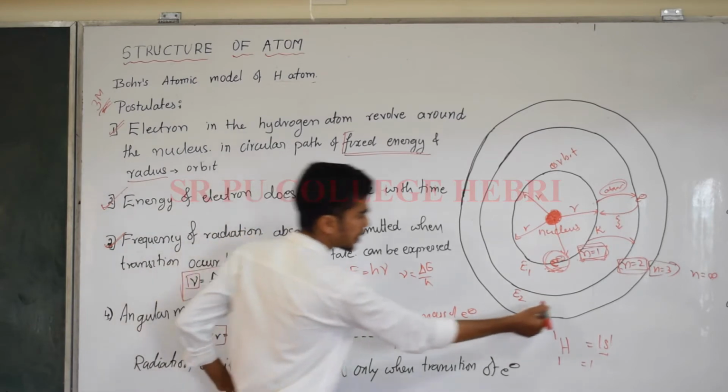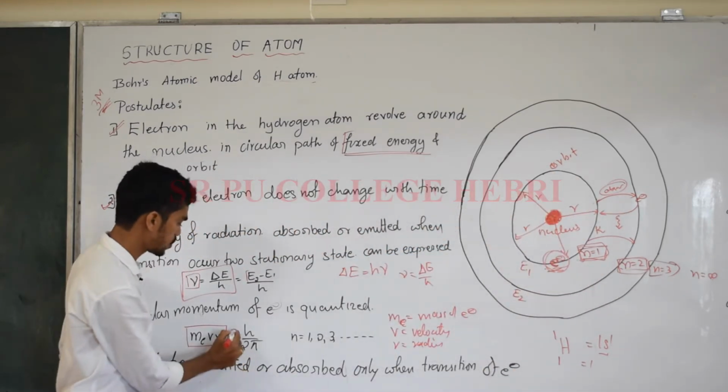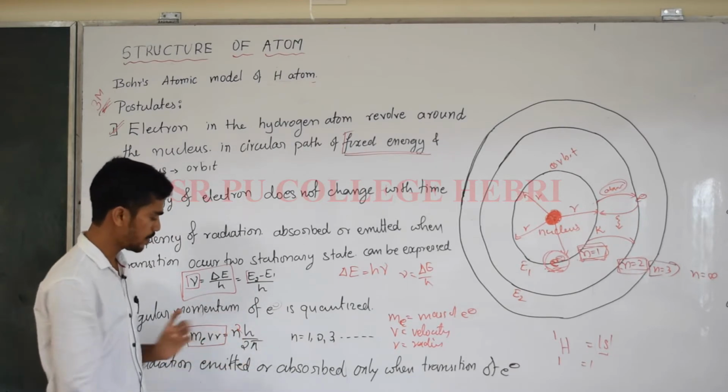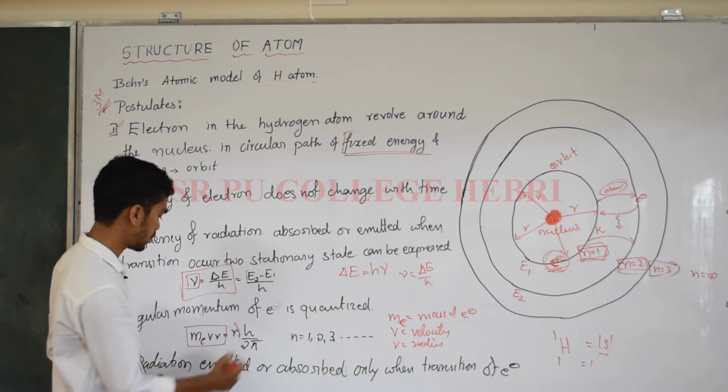If n equal to 2, what does it mean? Second energy level, so n should be substituted by 2. Then we take the value h by pi for the angular momentum of the second orbit.